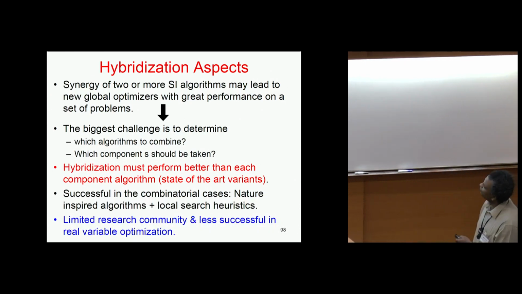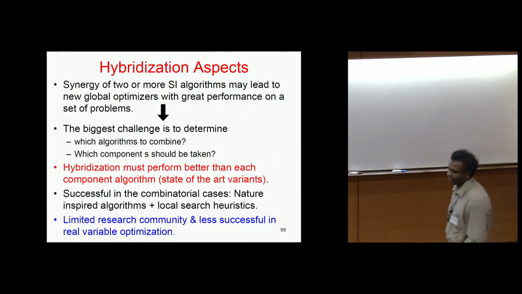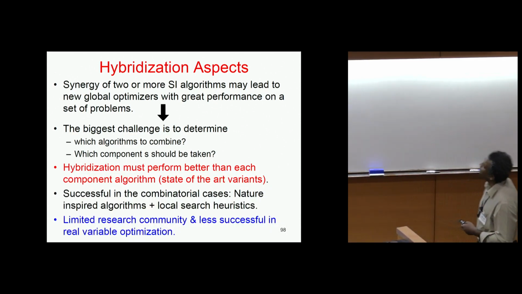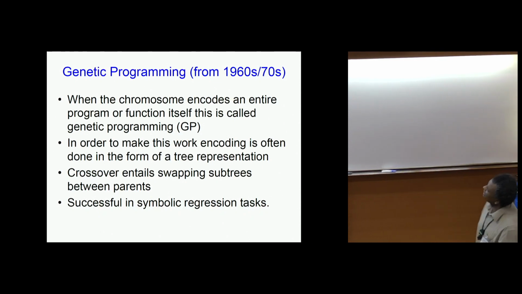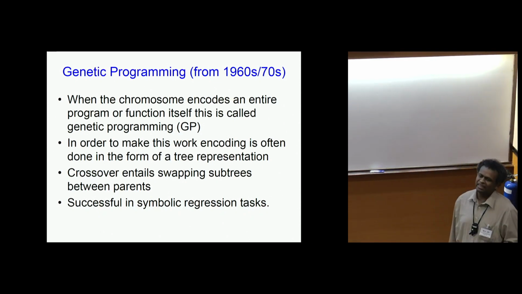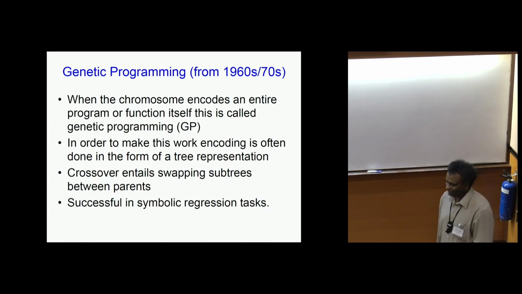But the hybridization is very useful for the combinatorial cases. As I mentioned to you, the hybridization is very good for combinatorial permutation problems, local search heuristics with swarm evolutionary algorithms. Genetic programming is a slightly different method, and I don't work in this method. But my understanding is if you have a symbolic regression task, genetic programming is a good method. So that is my understanding. So if you have such kind of problem, then you can look at genetic programming.